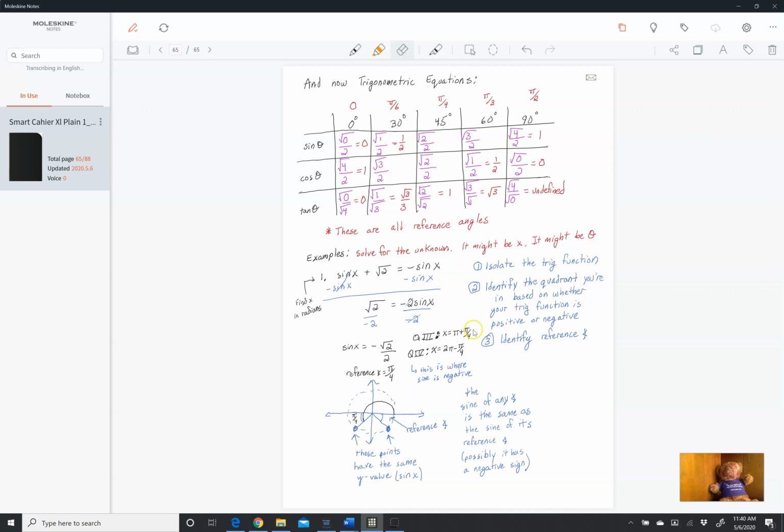So pi plus pi over 4 is 5 pi over 4. And we'll get to that. I kind of ran out of room here. This is 7 pi over 4. But let's talk about that, okay? So our answers are 5 pi over 4 and 7 pi over 4. These are our answers.